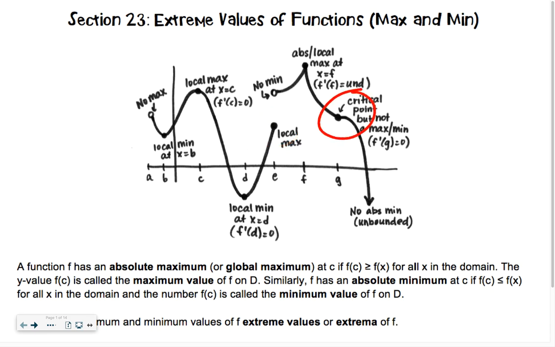This one is a critical point, meaning that its slope is equal to 0 there, but it's not a maximum or minimum. So sometimes that happens. We can have a slope equal to 0, but not necessarily a max or min. Okay, so there's lots of things in this graph.